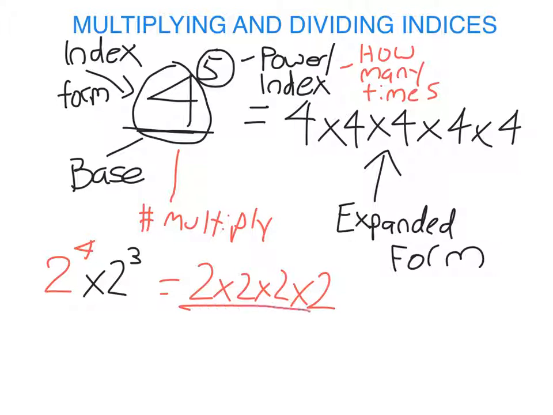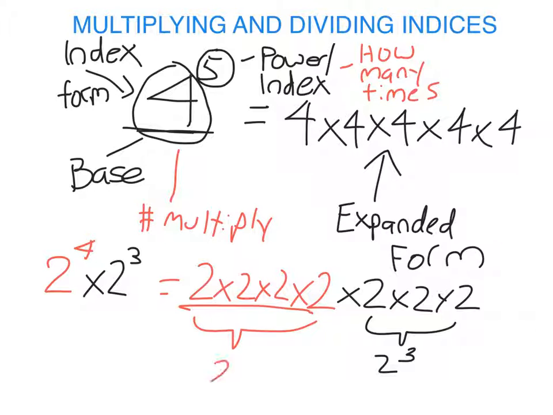Well, I've already got 2 to the power of 4 here, so I'm just going to multiply by 2 to the power of 3. So this part here is 2 to the power of 3, and this part here is 2 to the power of 4. What you notice, I hope, is that now there are 1, 2, 3, 4, 5, 6, 7 2s, because I had 4 originally, and then I added 3 more on. But if I multiply 2 by itself 7 times, that's 2 to the power of 7. So 2 to the power of 4 times 2 to the power of 3 equals 2 to the power of 7. And that gives us our first index law.